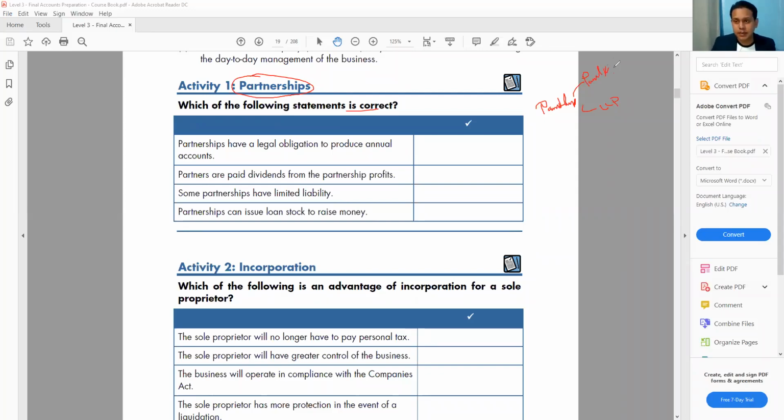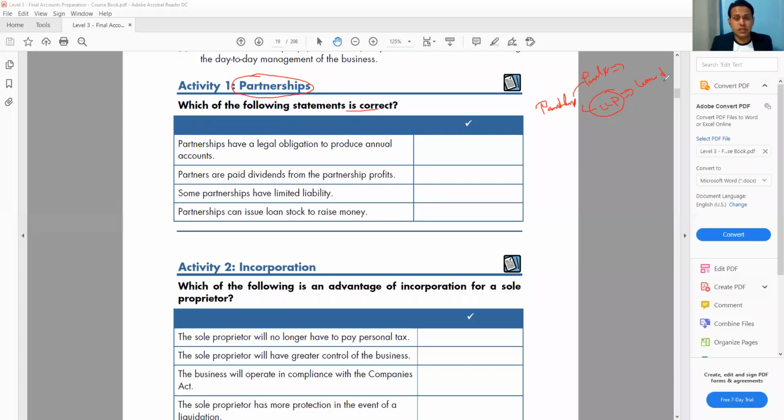If you open a business as a partnership, what will happen? Your liability will be unlimited. But if you open as an LLP, limited liability partnership, then your liability will be limited. So when you open a partnership business, you have two options. You can open just a partnership, or you can choose limited liability partnership. So limited liability partnership is more secure from that point of view, your liability will not be unlimited. So your liability will be limited.